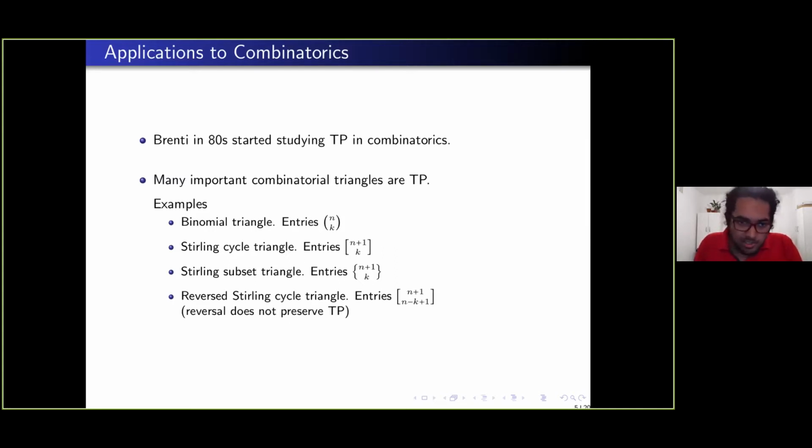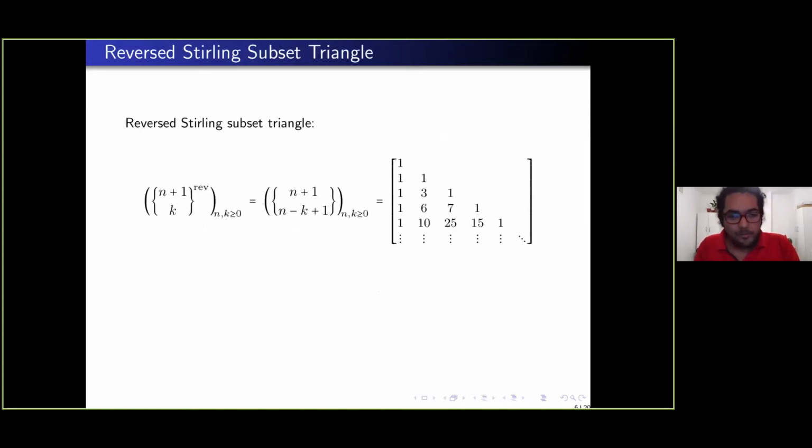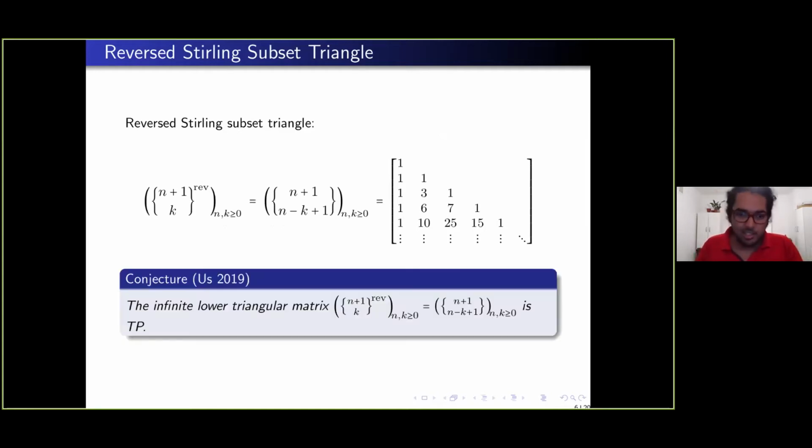Let's look at some of these triangles here. The reversal of the binomial triangle is just the binomial triangle again. The reversal of the Stirling cycle triangle, I've said that that is TP as well. How about the reversal of the Stirling subset triangle? We looked at it and we conjectured sometime in 2019 that this matrix, where we have a shift in some of the parameters so that it becomes a lower triangular matrix, this infinite lower triangular matrix, is totally positive.